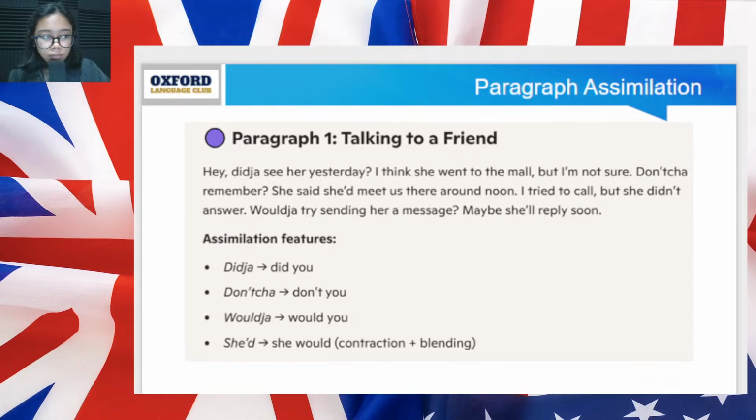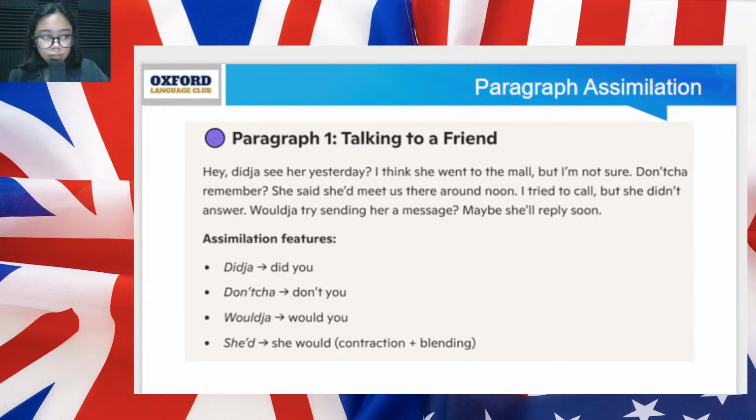Now practice the natural assimilated version. The assimilated version is would you, would you. Would you try sending her a message? Again, would you try sending her a message? Now feel the ease of that transition.